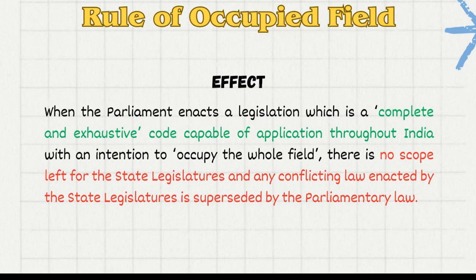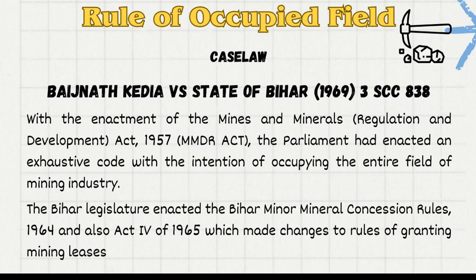When the Parliament enacts a complete code which is exhaustive and capable of application all over India, any conflicting law which is enacted by the state legislature becomes overshadowed or superseded by the central law. In other words, conflicting provisions of the state law are declared unconstitutional and become ineffective or inoperative. Let us discuss two important cases related to the rule of occupied field to become more familiar with the concept.